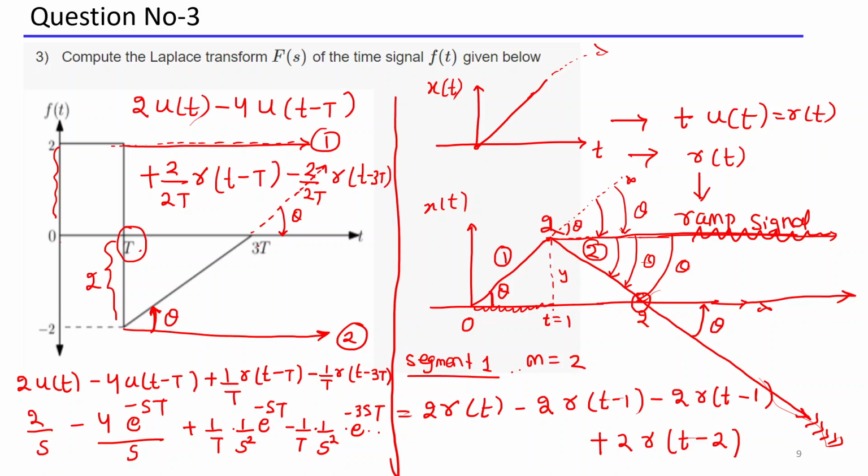Is this okay for you? If not okay, then tell me, I will explain it one more time, but you should be clear about all this approach. Everyone, please respond. Sir, yeah, sir, yes, yes. Can you explain the third part, that is 1 upon T, r(t minus T)? Okay.